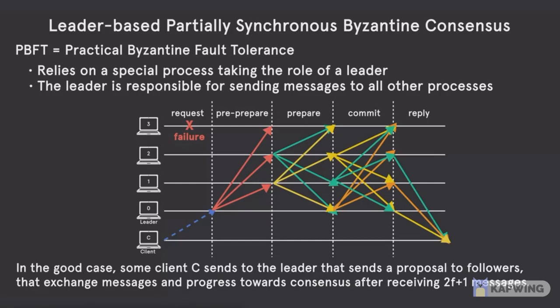A very popular Byzantine consensus solution that assumes partial synchrony is PBFT, short for Practical Byzantine Fault Tolerance. This consensus solution relies on special processes taking the role of leader. The leader's responsibility is sending messages to all other processes. The process that plays the role of leader typically changes over time. In this solution, some client C sends the leader the value it wants to propose to the followers. The followers exchange messages and progress toward consensus after receiving 2f plus 1 messages.